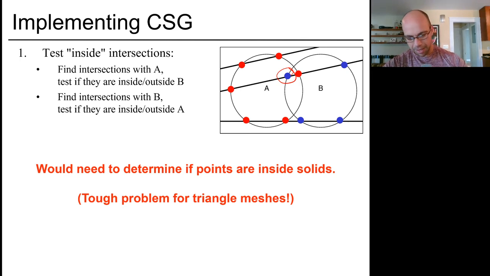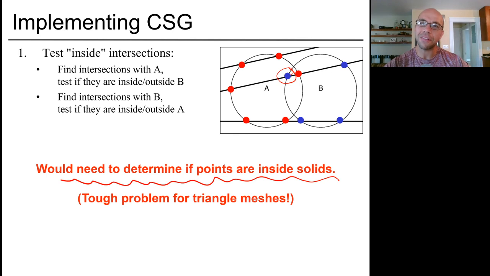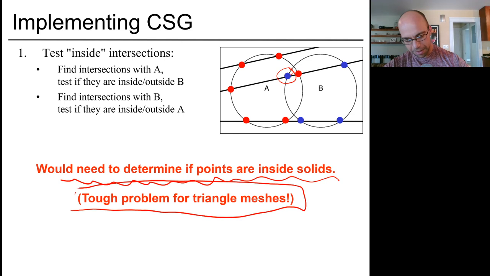But then I would need an additional piece of code, right? I'd have to figure out, are points inside of a solid or not? Now for a sphere, it's pretty easy to figure out if a point is inside a sphere. But actually, here's a good challenge problem for you to think about. If I give you a triangle mesh and I give you a point, can you write an efficient piece of code that determines whether that point is inside of that triangle mesh? It's actually not so easy.